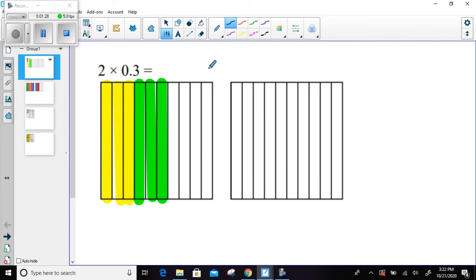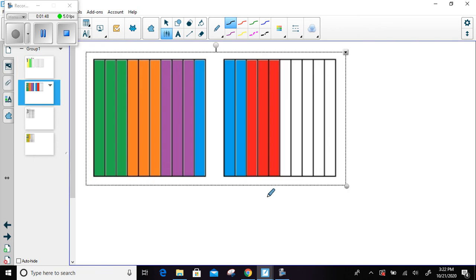Of course, that's the answer to our multiplication problem. So I need to count up all of the sections of the model that are shaded, and it looks like 6 of these, 1, 2, 3, 4, 5, 6 are shaded, and these are tenths, so my product would be 6/10. Okay, we're going to move on to a new one.